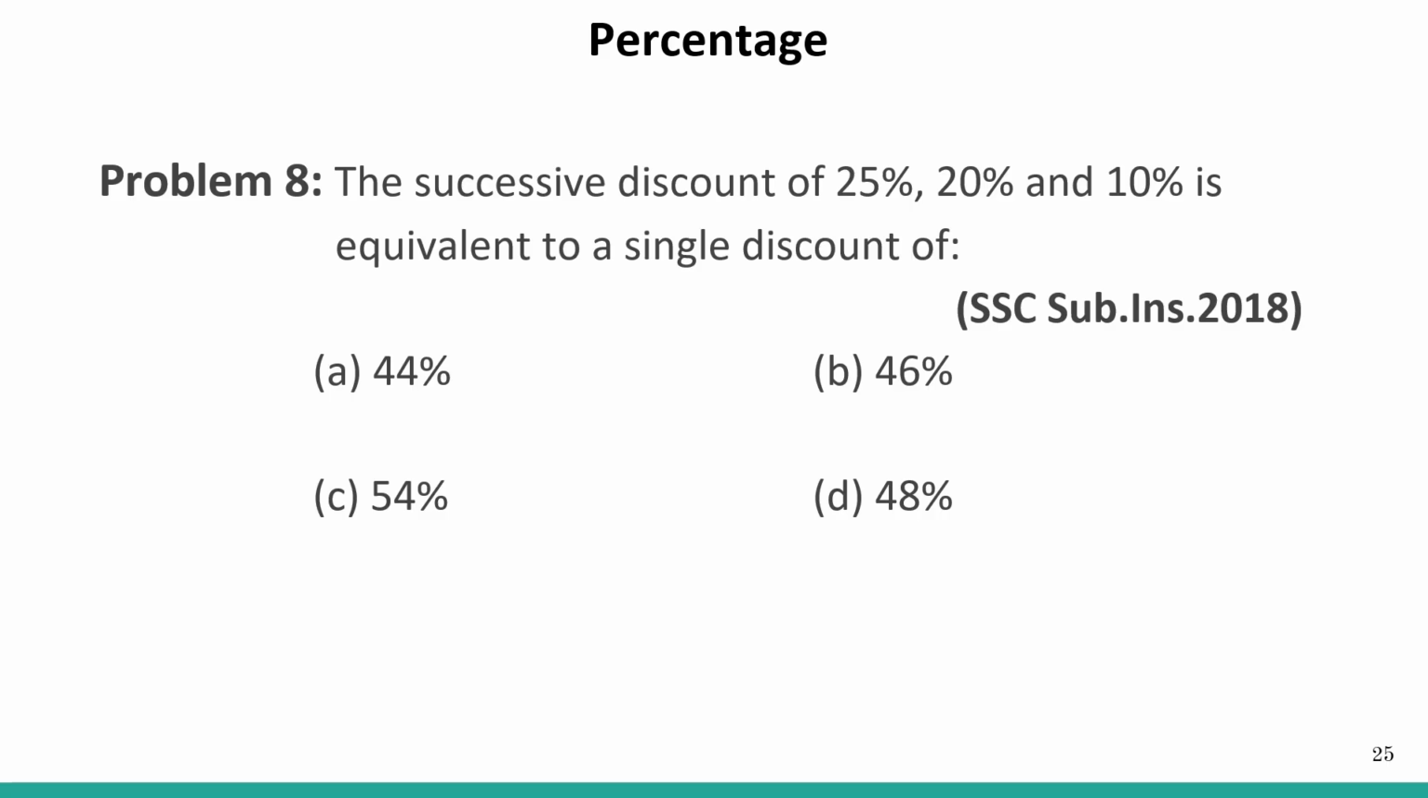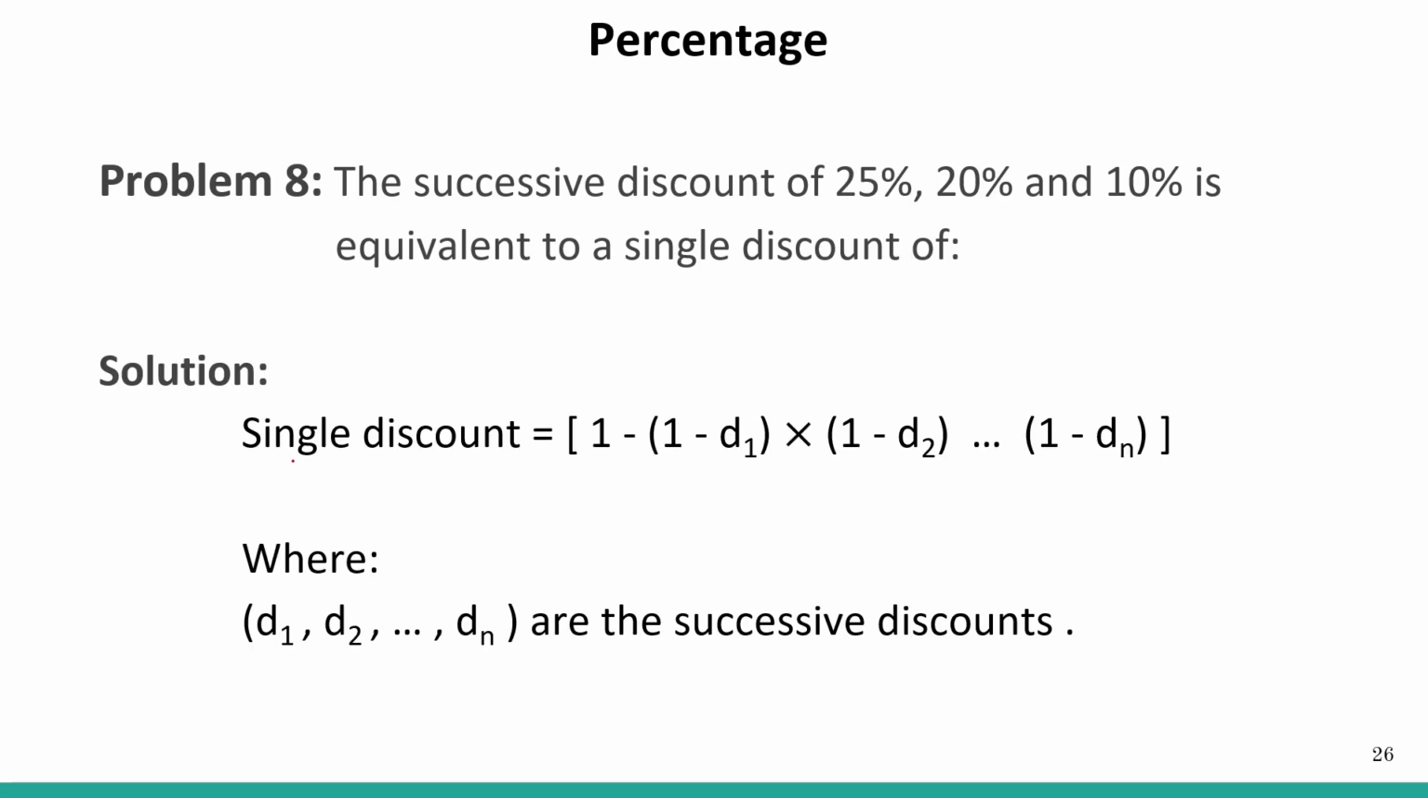So this question seems a bit tricky, but let's see how to solve it. So the single discount is 1 minus whole of 1 minus d1 into whole of 1 minus d2 into successively multiplied with 1 minus dn. Okay, n is in the subscript here. This thing is to be remembered, where d1, d2, dn are successive discounts. So what we will be getting is the total discount, that is full discount on MRP.